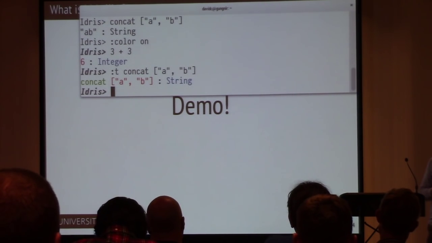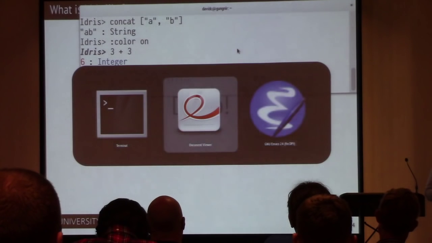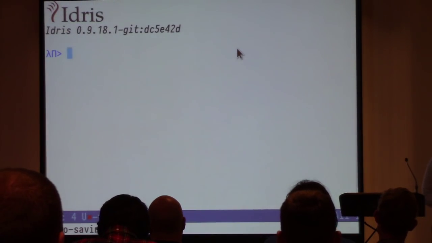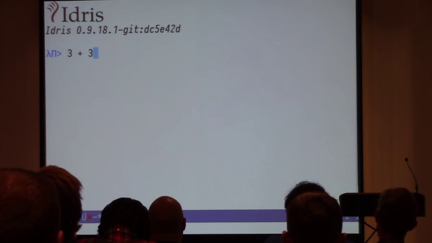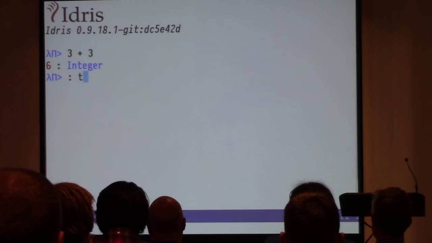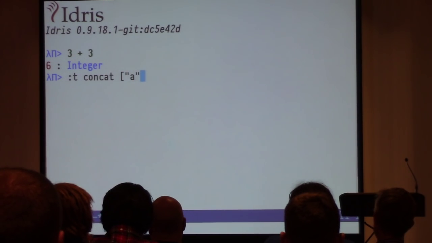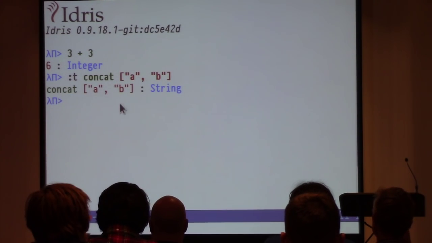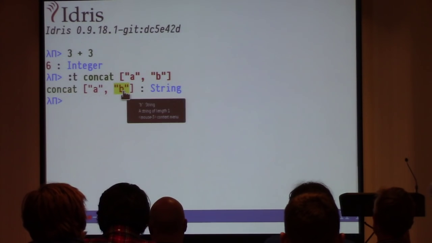And this is all well and good, but who likes to hang out in terminals? We have much better OSs than that. So in my preferred OS, I can open my Idris REPL and I can say 3 plus 3, and I get back that 6 is an integer. I can ask for the type of concat A, B, and I get back this. And that's pretty nice. Then I can move the mouse over my B here, and I get a little tooltip.